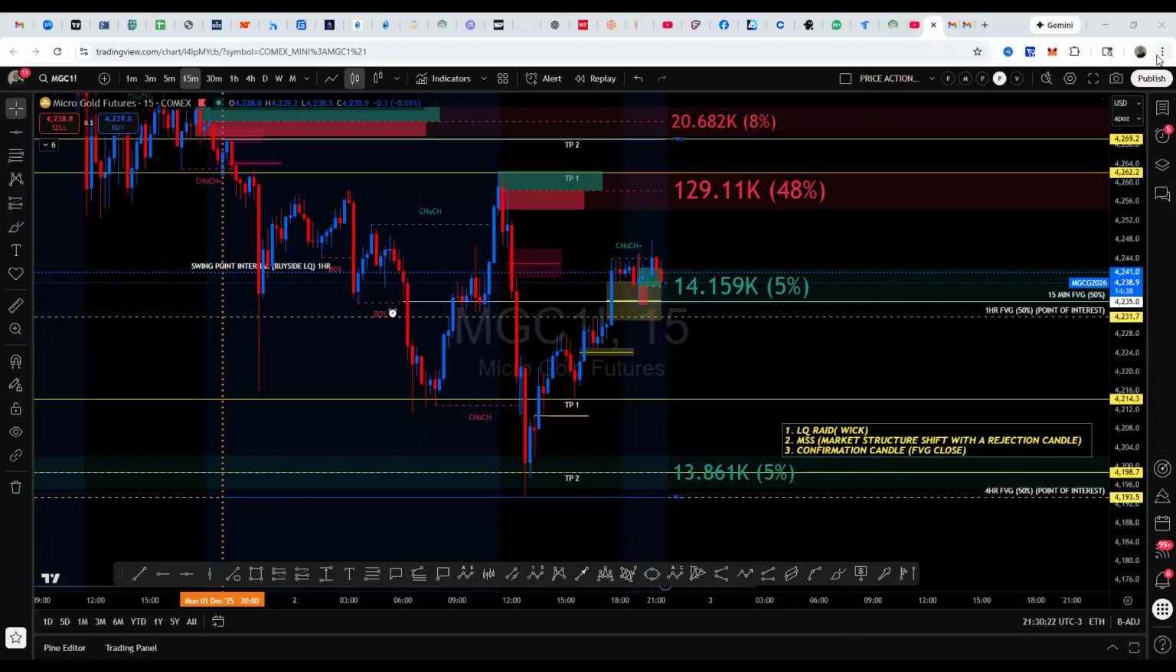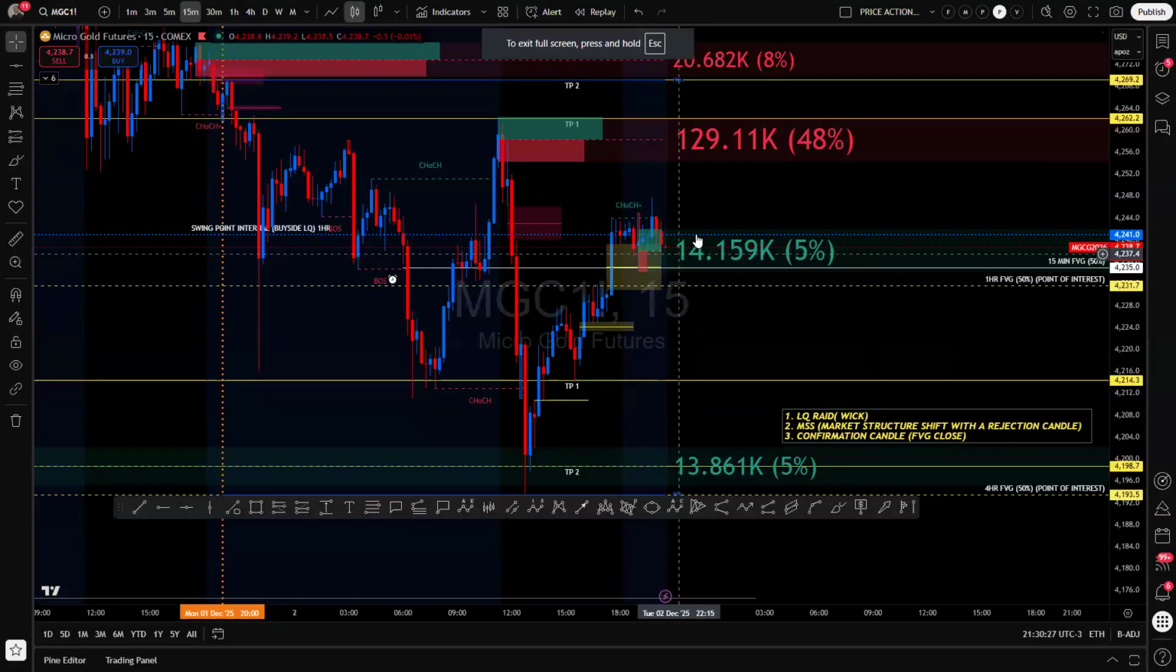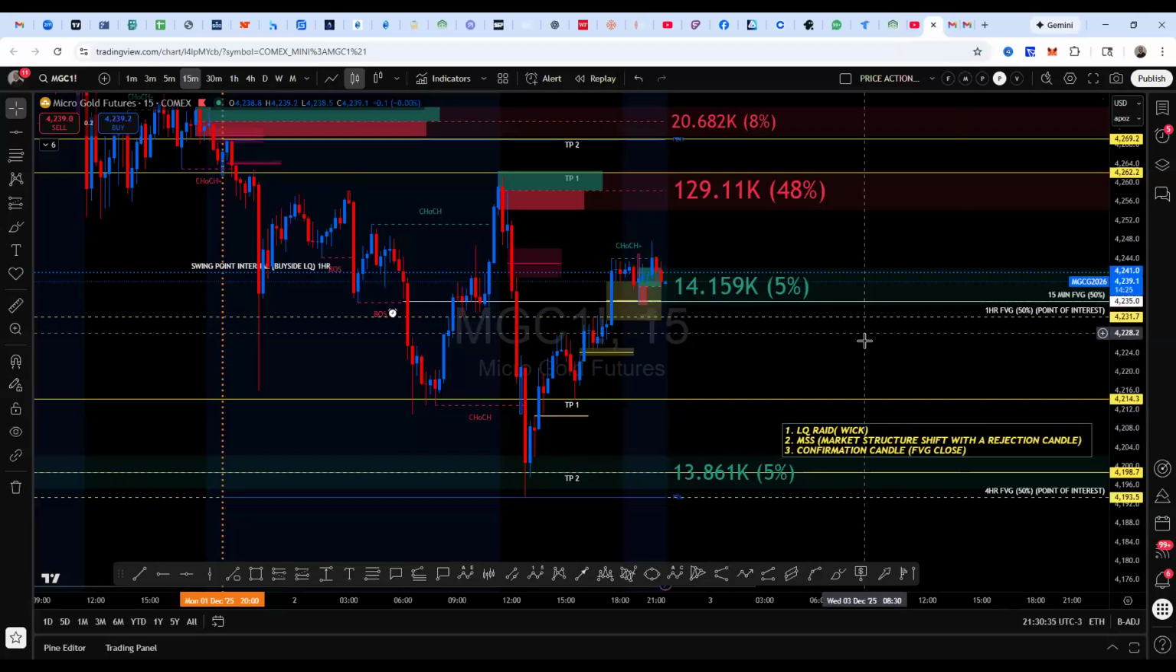So 7:30, hopefully this is a pullback. Hopefully. We'll see. Your drawdown, probably. So yeah. See how we do. I will be right back.